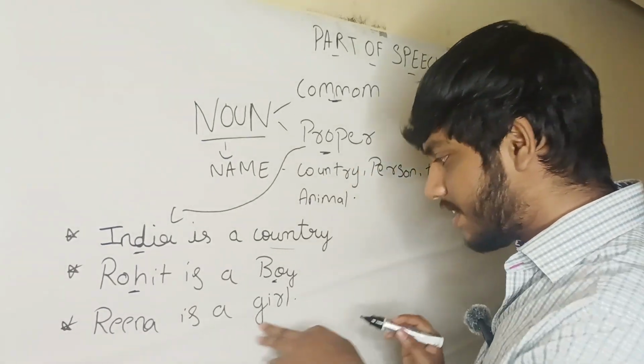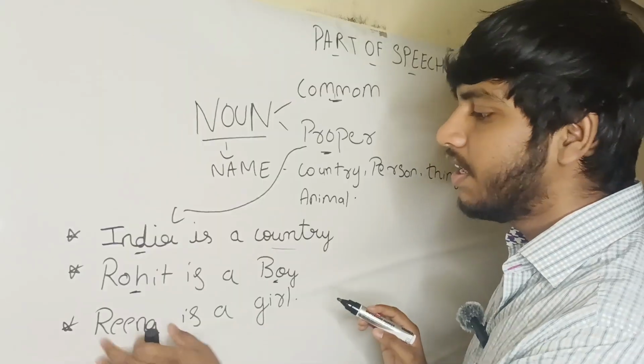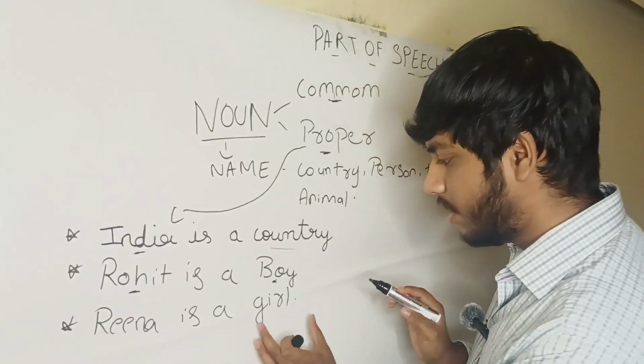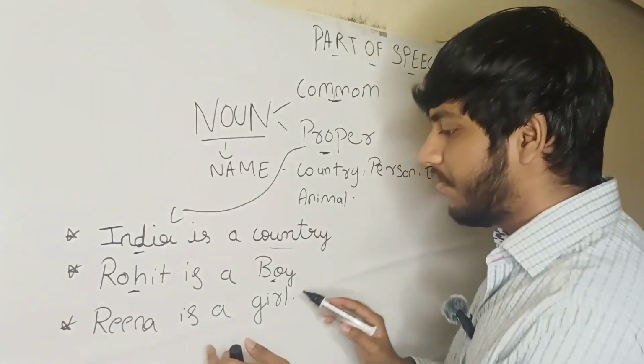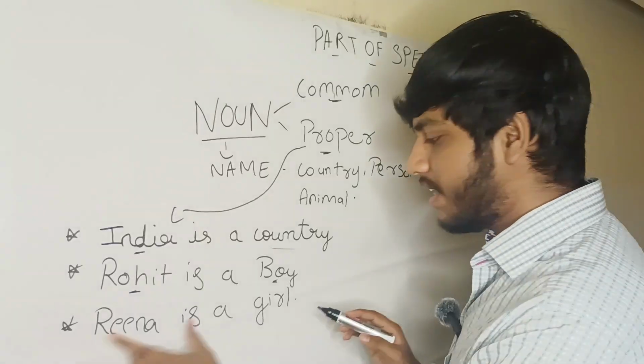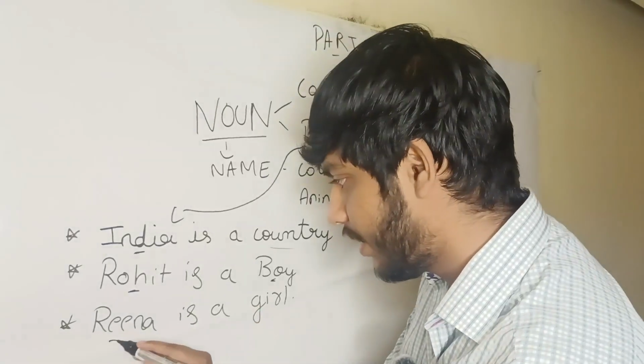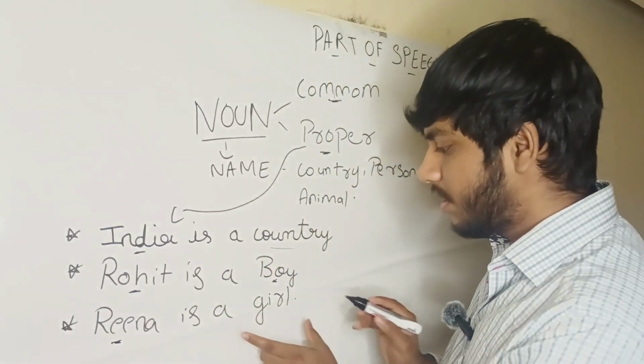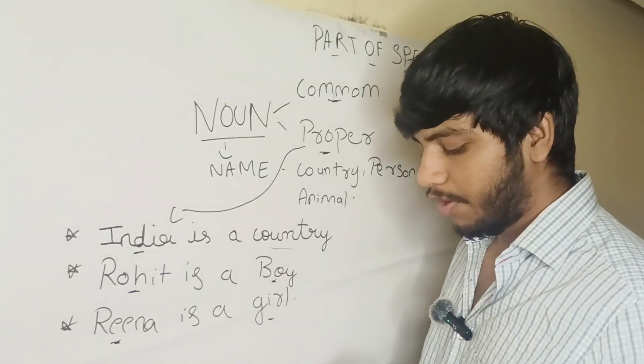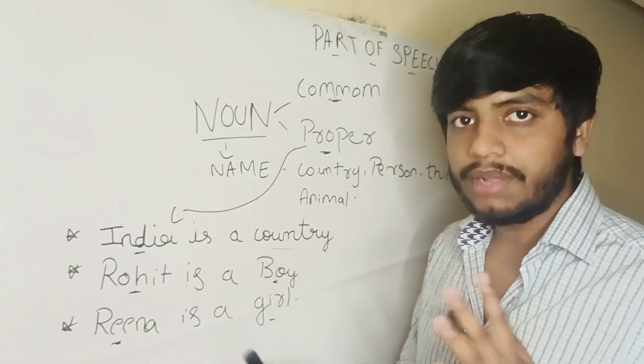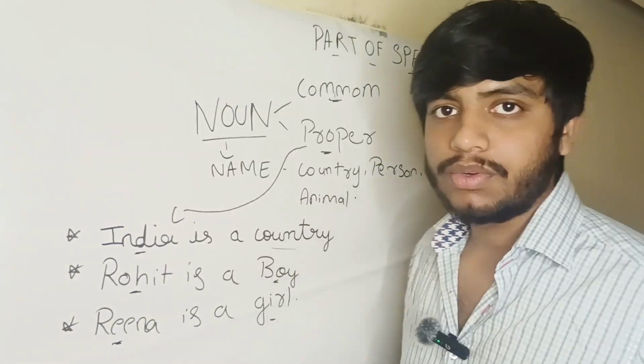Reena is a girl. Reena is a proper noun. Girl is a common noun. Every girl is not a Reena. So here Reena is a proper noun, girl is a common noun. I hope you understand. Now let's move to the next, which is pronoun.